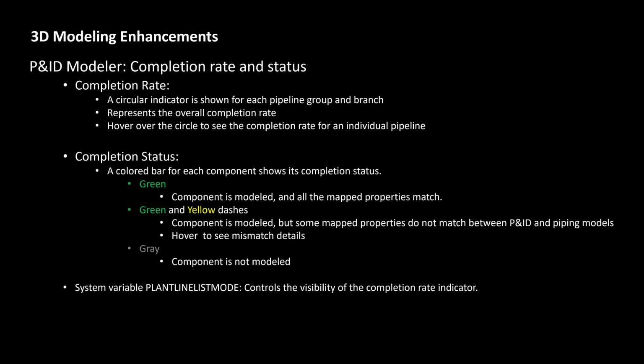On top of that, each component shows a colored status bar. Green means that the component is modeled and all map properties match. Green with yellow dashes tells you the component exists, but some properties don't match between P&ID and Plan 3D. Gray indicates the component hasn't been modeled yet.